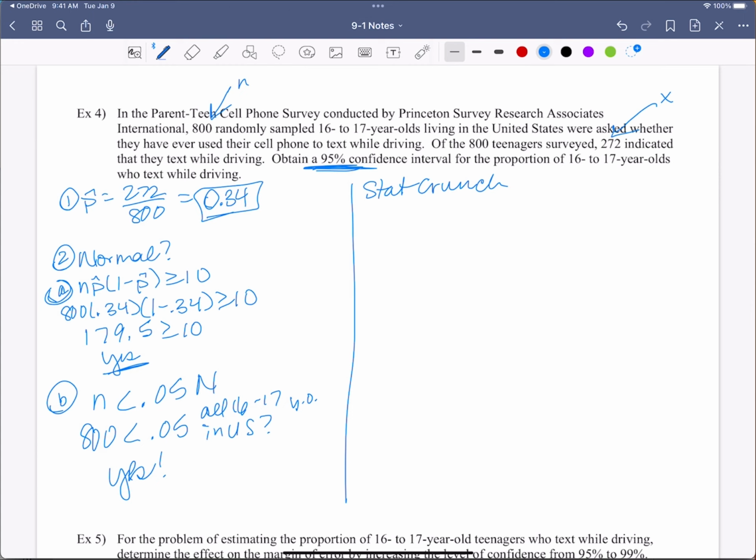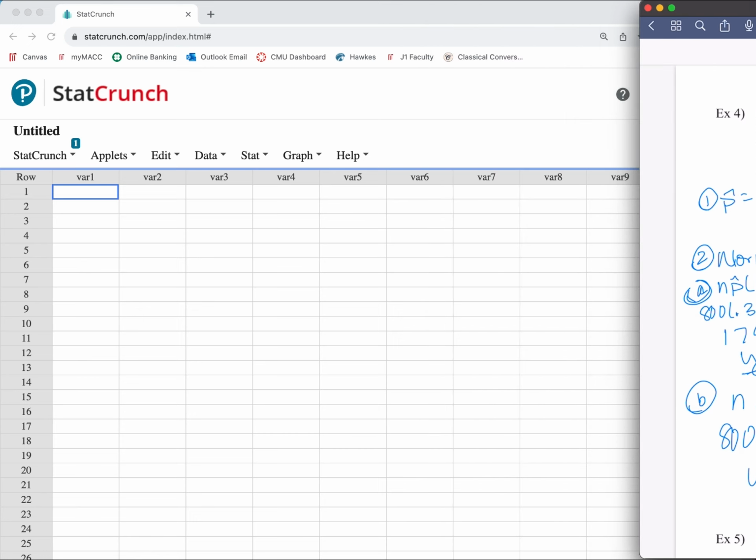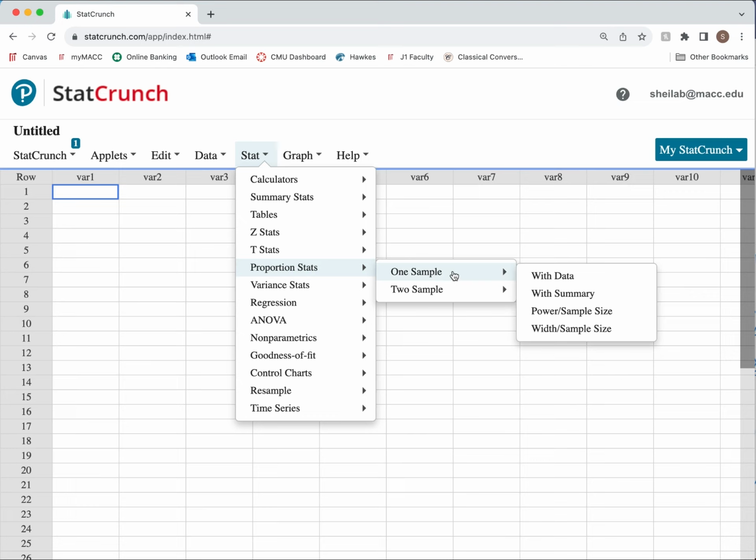In StatCrunch, so I'm going to scoot this over so we can see this. We are talking about a proportion. We always go to Stat. That's everything that we do in this particular class, we go to Stat. Now, because we're talking about proportion stats with one sample, if you have a whole pile of data that you pull in and it's in this list, then you go with data. We don't have that. We are told 272 out of 800, so that's a summary. So proportion stats, one sample, and then either with data or summary, whatever your problem's given.